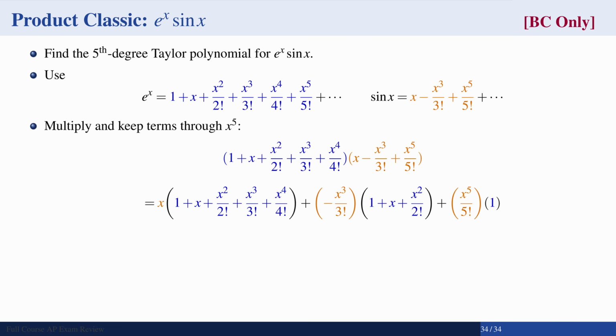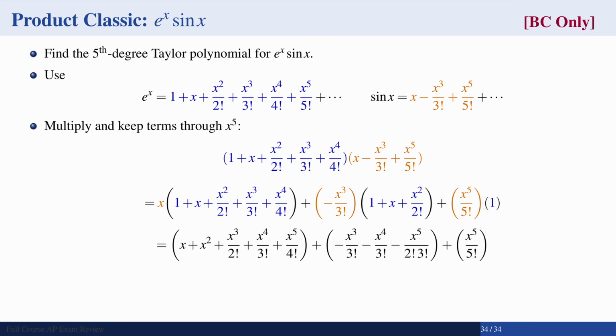Then I'm going to take the entire first thing, except not the entire first thing, and multiply by negative x cubed over 3 factorial. x cubed times x squared is x to the 5th, so I'm going to disregard the x cubed and the x to the 4th term, so I'm just doing negative x cubed over 3 factorial times 1 plus x plus x squared over 2. Then I'm going to take the x to the 5th over 5 factorial, and the only thing I can multiply that by is 1 and stay at or under the 5th degree, so that's what we do.